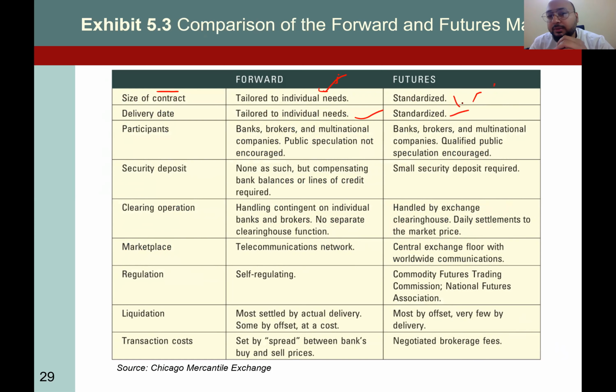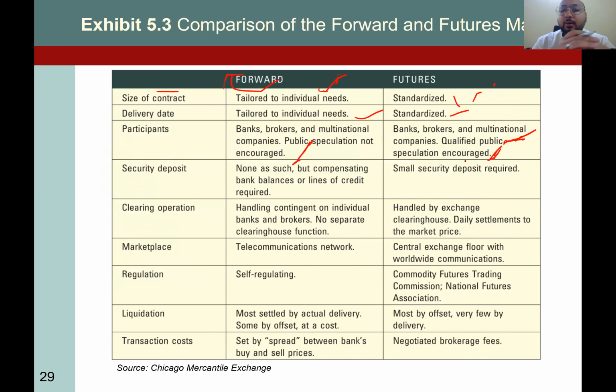It's like that. Participants here are banks, brokers, multinational corporations. The purpose of forward is to hedge, not to speculate. So normally public individuals are not encouraged to go for forward, right? But here everyone can do that, right? But you need to be qualified. So qualified public speculators are encouraged. Those who have degrees in this or those who have a license can speculate on this currency.